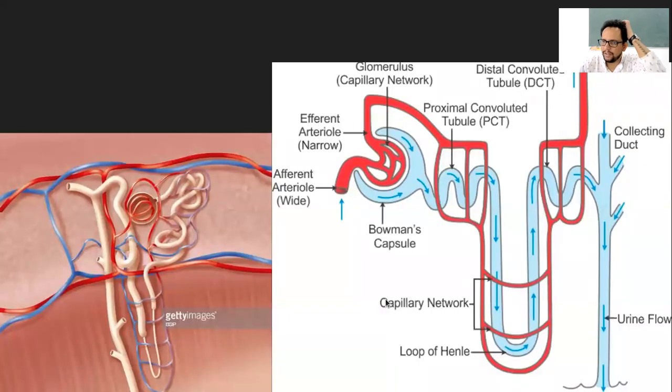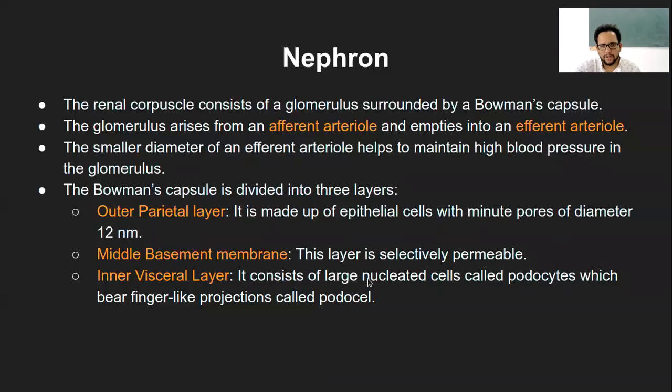So these are just the structures within the renal capsule or renal corpuscle, right? Now we will look at the structures within the renal tubule, that is this tubular part. As of now, does anyone have any questions so far?